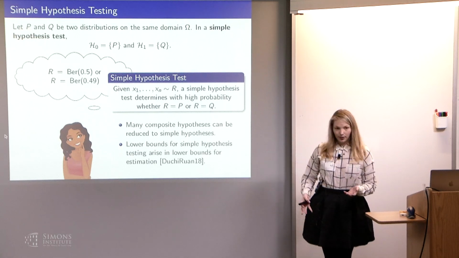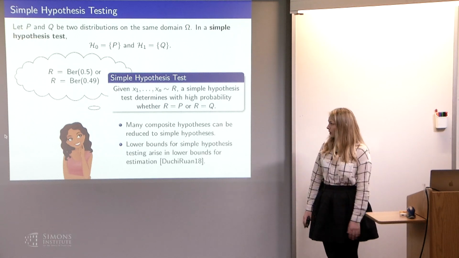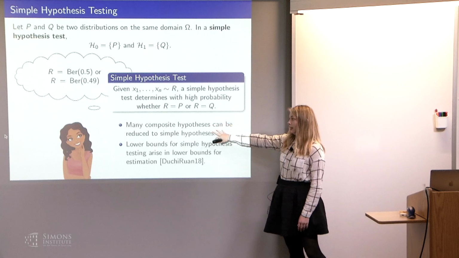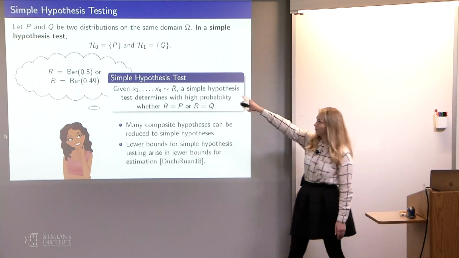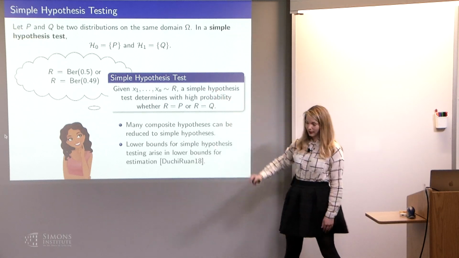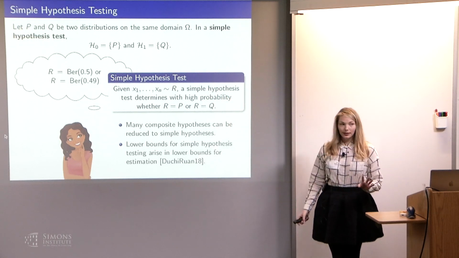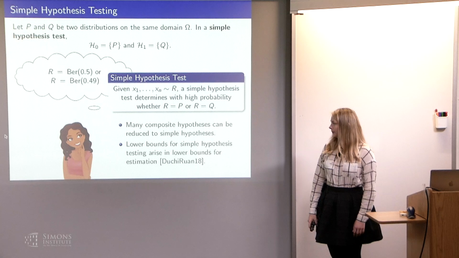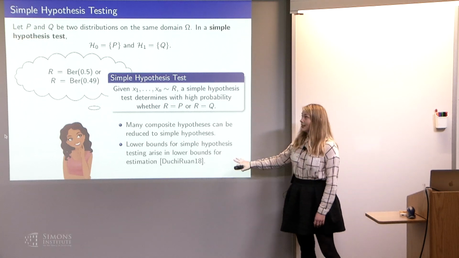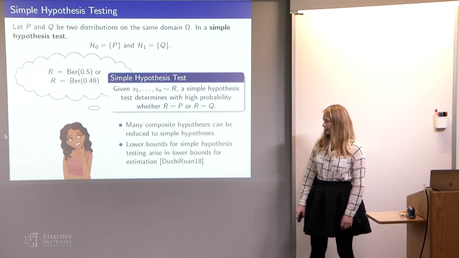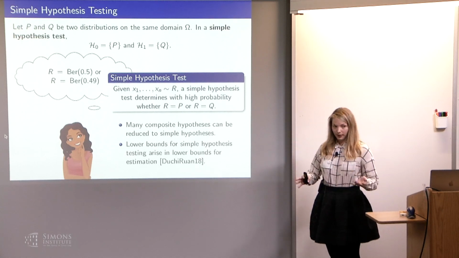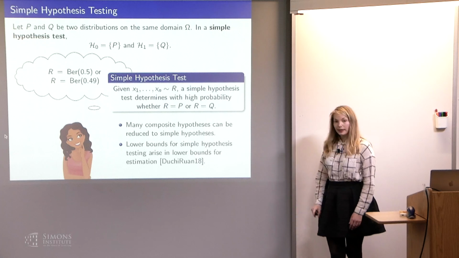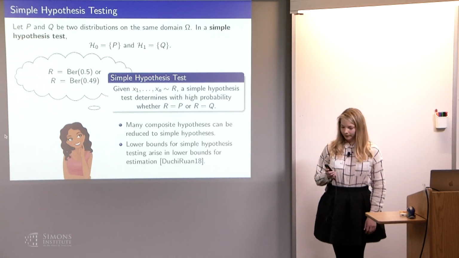And why we care about simple hypothesis testing is there are a couple of reasons. One is that many composite hypotheses can be reduced to simple hypotheses, where a composite hypothesis is just where H0 or H1 are not singleton sets. And because this is the simplest type of hypothesis testing, lower bounds for simple hypothesis testing are going to apply for composite hypothesis testing. And they also arise in lower bounds for estimation problems.